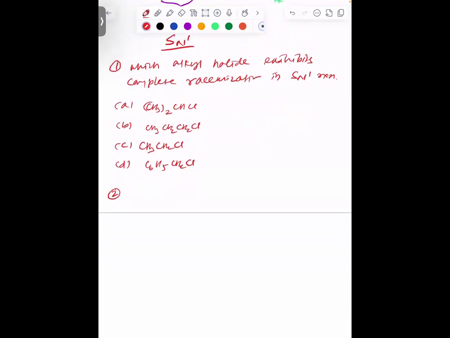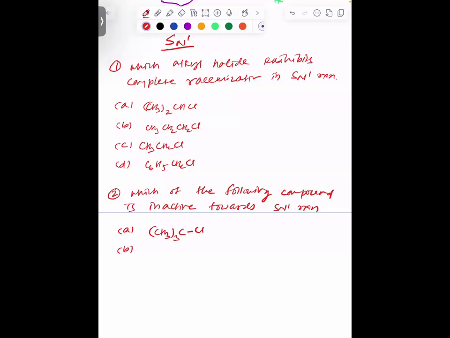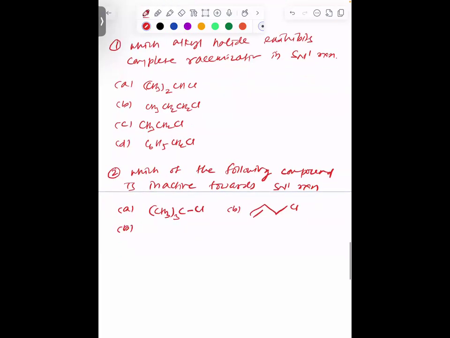Second question. Which of the following compounds is inactive towards SN1 reaction? Then C.